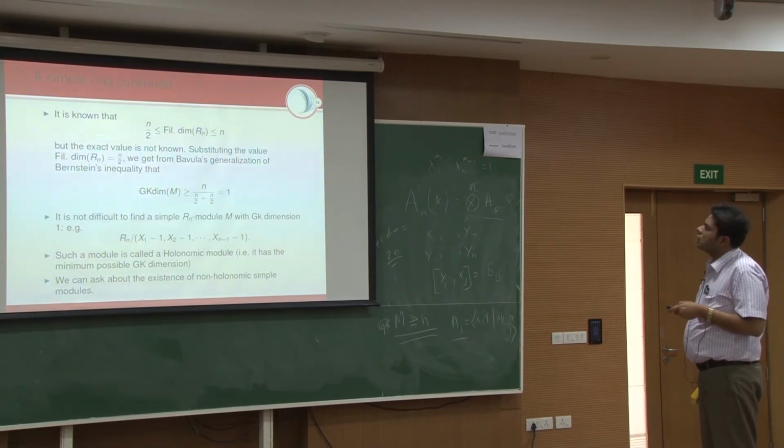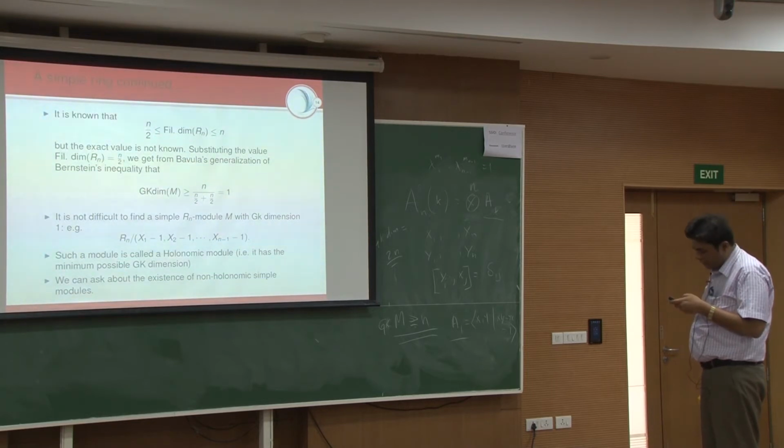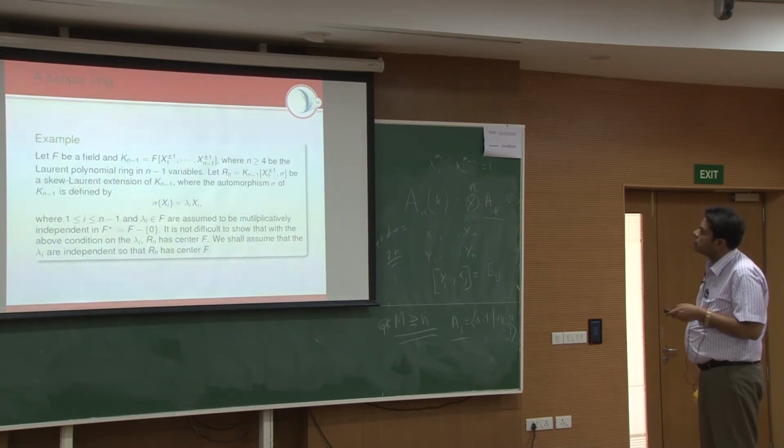For this, it was known that the filter dimension is between n by 2 and n, but the exact value is not yet known. So this means that this filter dimension is between n/2 and n. So let us examine how.